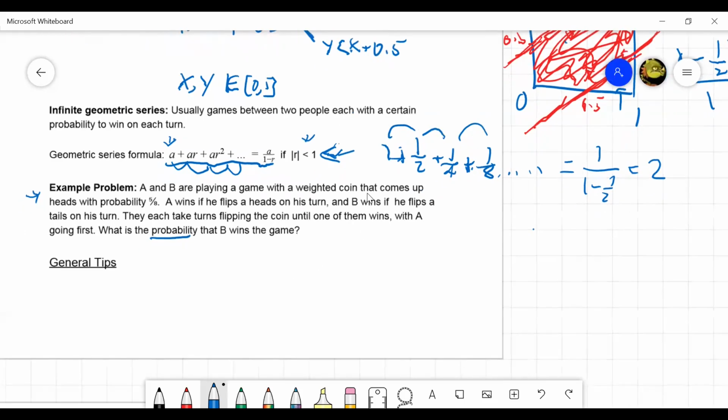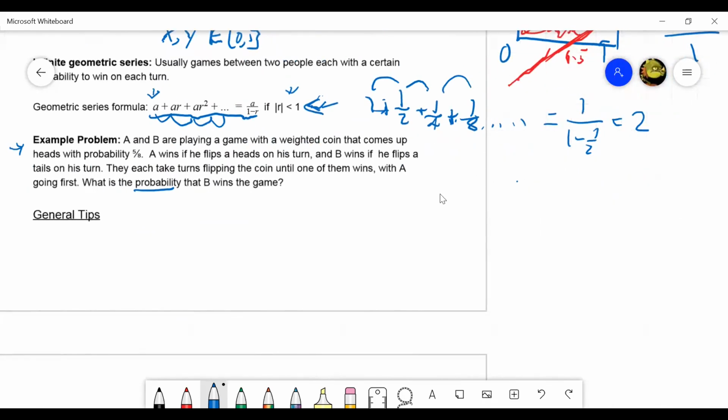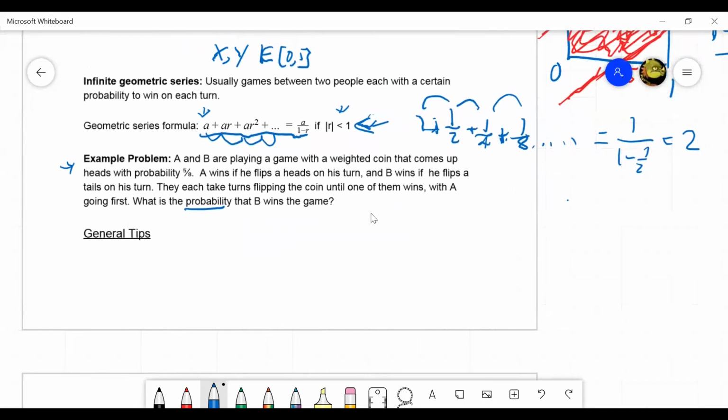Okay. Again, I think I do talk about series in more depth later, although it might actually be something I'm skipping. But either way, the only reason you'd actually need to know this, specifically pertaining to probability, is for a problem like the one underneath it. So if A and B are playing a game with a weighted coin that comes up heads with probability 5/8, and A wins if he flips heads, and B wins if he flips tails, what's the probability that B wins? And basically they take turns until one of them wins, which means that it can go to infinity.